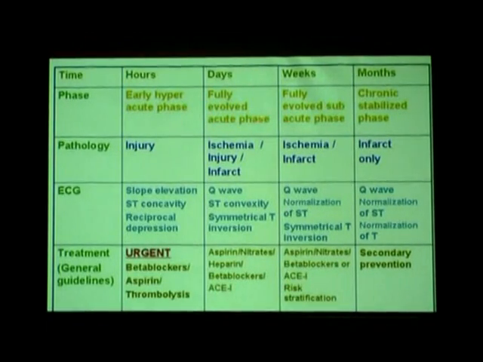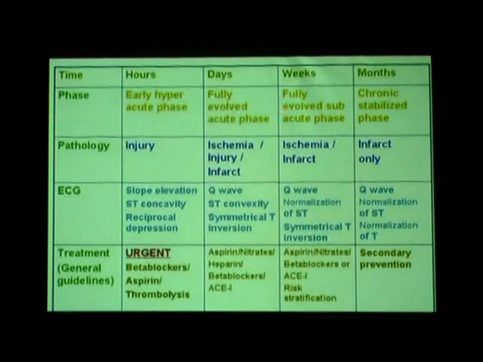Whereas 2 or 3 days after the infarction, the patient goes into the fully evolved phase of infarction, where you have all three signs on the ECG: injury, ischemia, and infarction. You have a central area of infarction producing the Q wave, a surrounding area of still persistent injury producing the ST segment, and a peripheral area of ischemia which has recovered from the injury, producing the T wave inversion. At this point: high dose statins, aspirin, clopidogrel, beta blockers, ACE inhibitor, and trying to control all the risk factors while the patient is in the hospital.